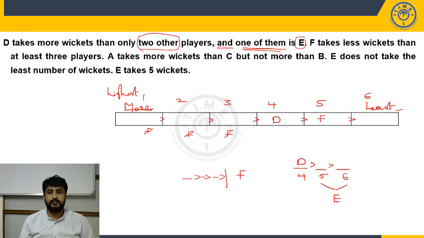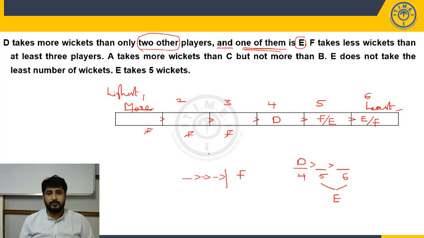So here F or E, and here E or F. Because already we discussed E should be in one of these two positions and F is in one of these two positions. So when F is in fifth position, E will be in sixth position. When E is in fifth position, F will be in sixth position.